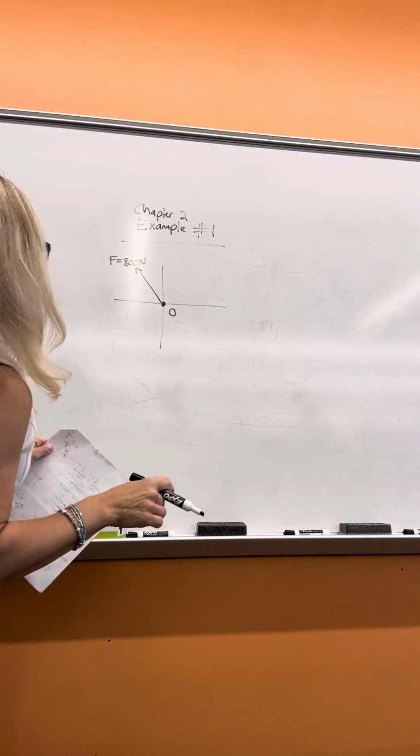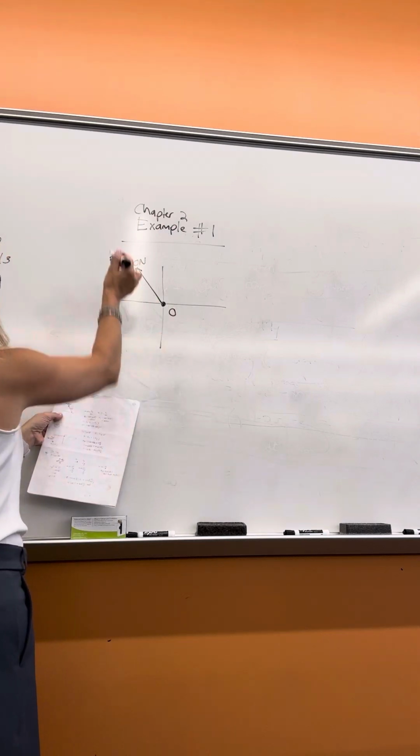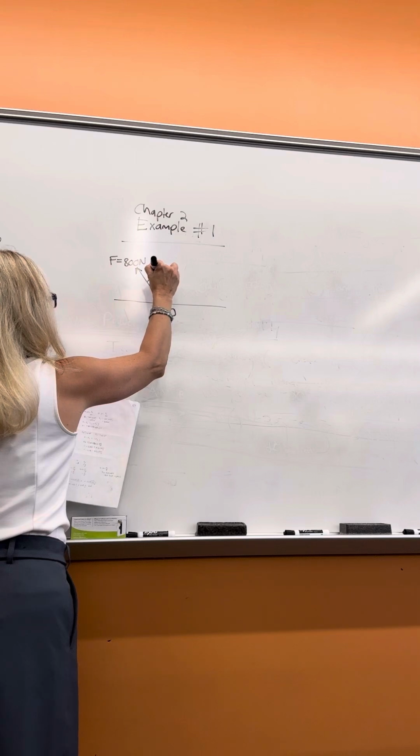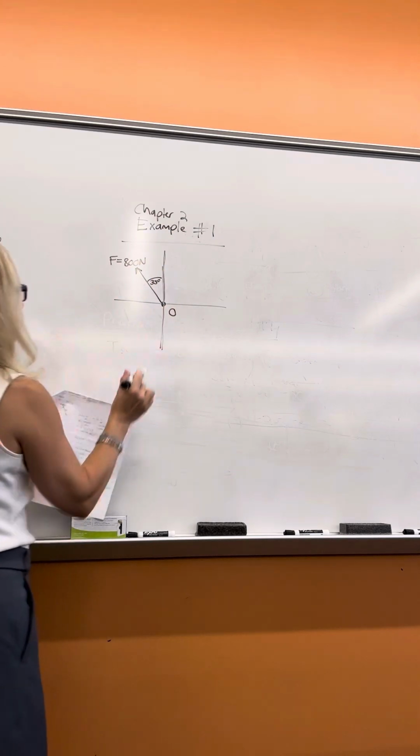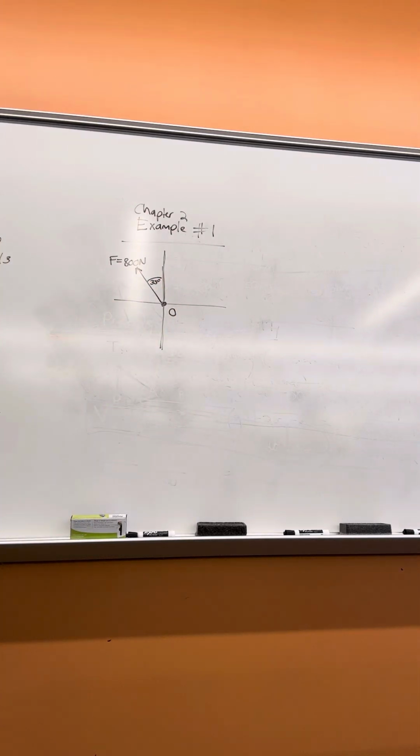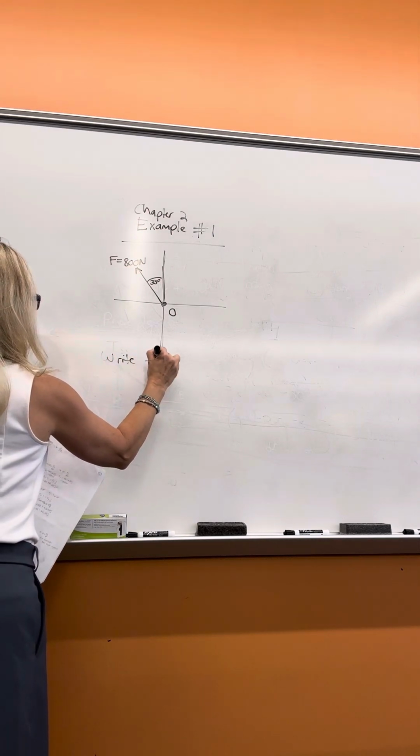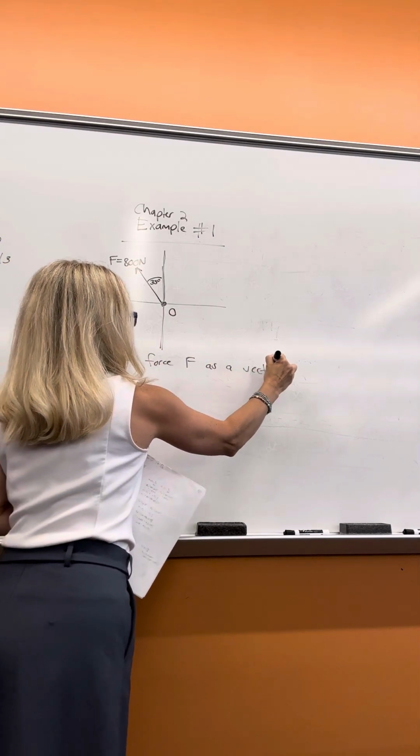Okay, our first example that we're going to do from chapter 2, we have a force of 800 newtons that is acting at an angle of 35 degrees drawn in this way from the vertical. O is our origin there. And you want to write this as a vector quantity. So write force F as a vector quantity.